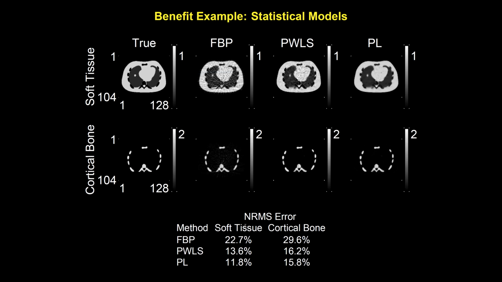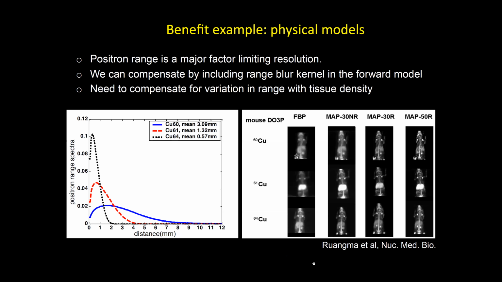If you look at normalized mean square error, penalized likelihood gives you the best result. The advantage of PET and SPECT, we always say, is that molecular imaging is very sensitive and quantitative. So if you don't have a good reconstruction, you cannot take advantage of the quantitation characteristics of your PET imaging. That's why iterative reconstruction is really needed.